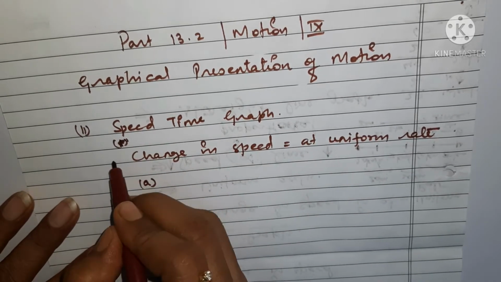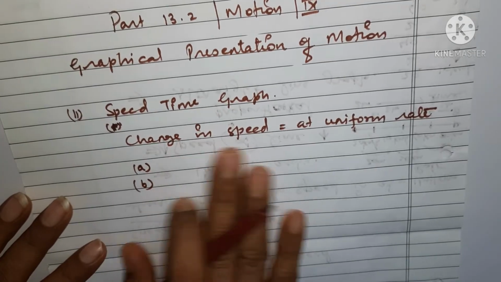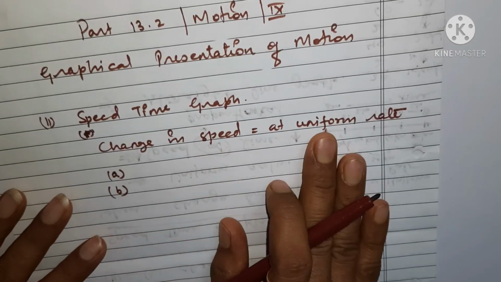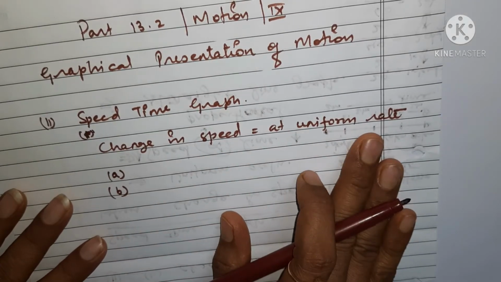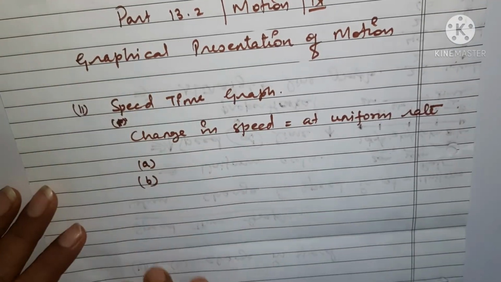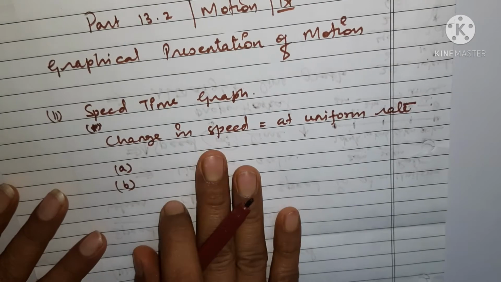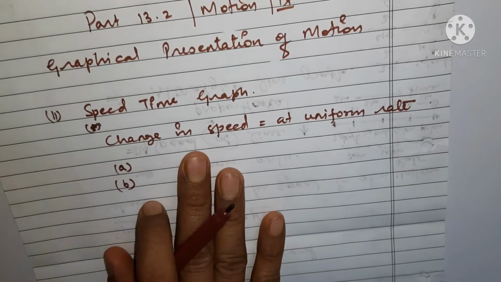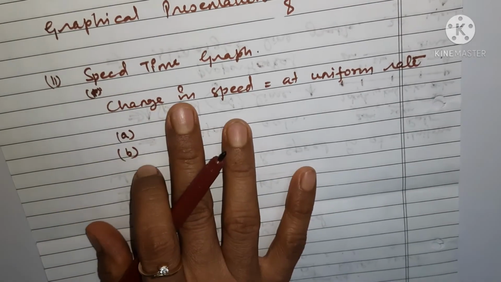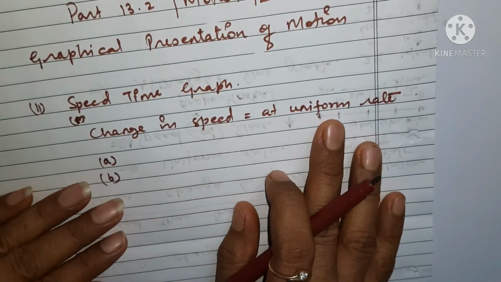This is the second one which we are going to start, in which the change in speed of the body under motion is at a uniform rate. So we are going to discuss it today. Later on I'll be giving you a brief description about how many types there are, after the completion of this graphical presentation. But right now we are going to discuss a speed time graph when the change in speed of the body is at a uniform rate.